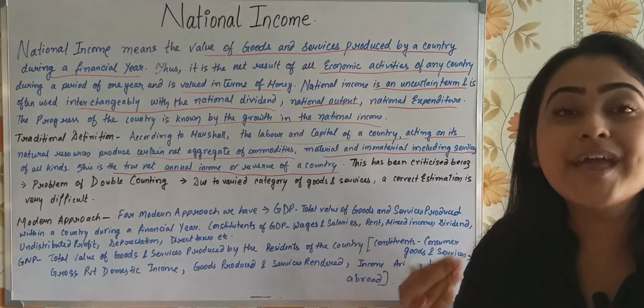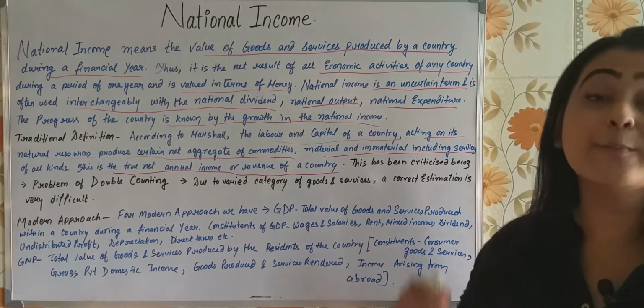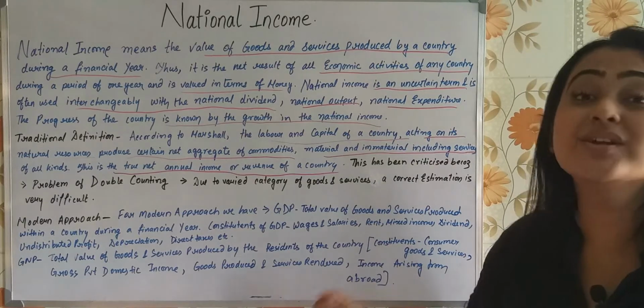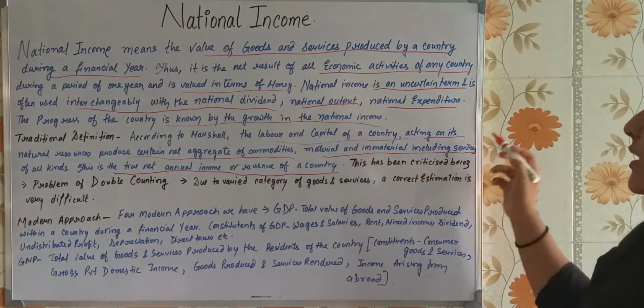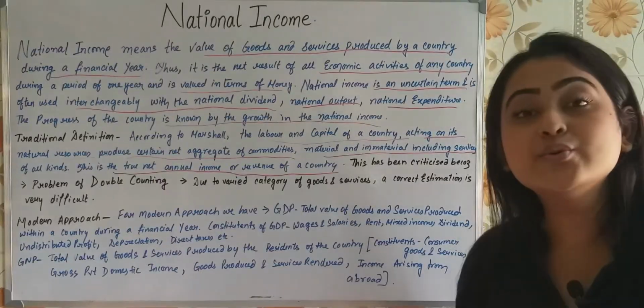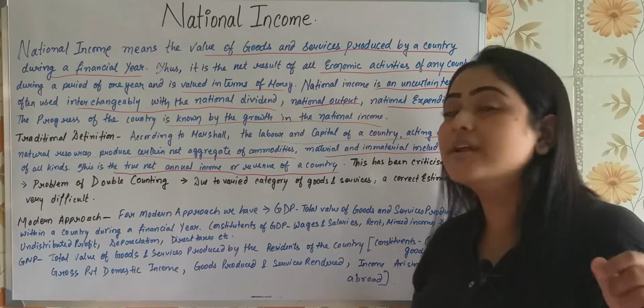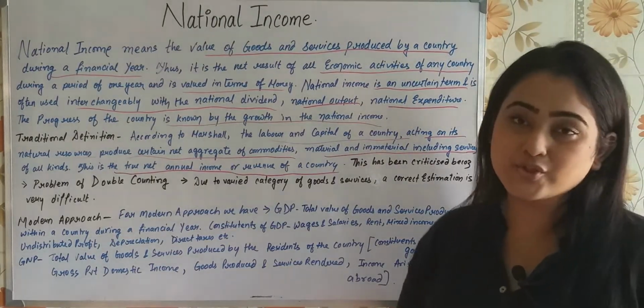That net aggregate output is called the national income. In Marshall's approach, that is the traditional approach, material and immaterial, including services of all kinds. This is the true net income or revenue of a country in terms of Marshall's approach.